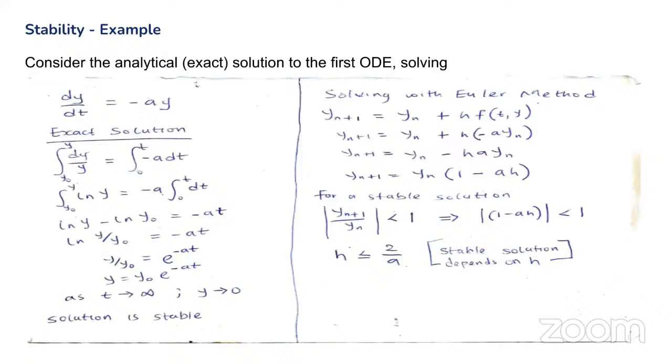Here we have an example. Let's consider the analytical solution to the first order differential equation. Now we have that the exact solution has been solved. We know how we go about getting the exact solution, where we integrate the differential equation and do our mathematics to get the solution. So the solution here is y equals y naught e raised to the power of minus at, the exponential of minus at.